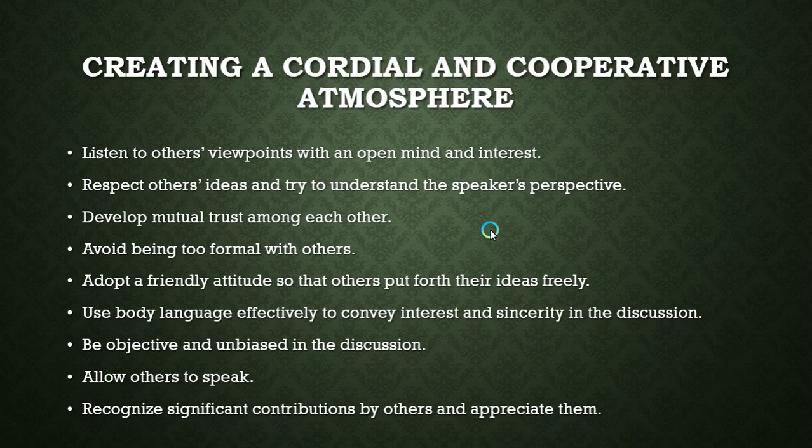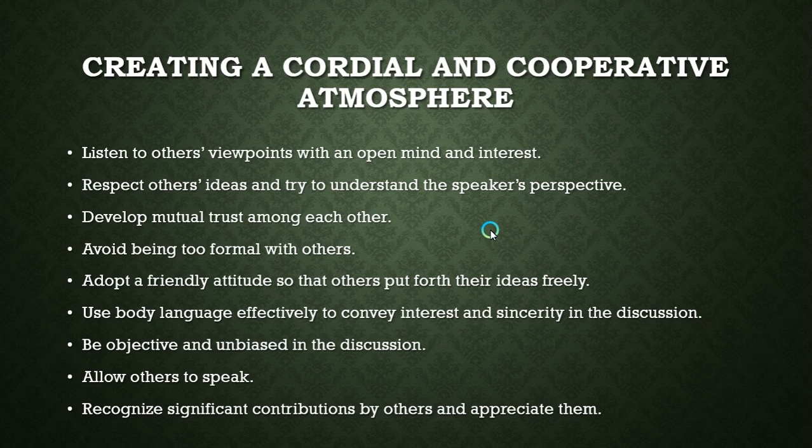Use body language effectively to convey interest and sincerity in the discussion. You must be very prompt, you must be very effective, you should show your proficiency even through body language. Be objective and unbiased in the discussion. I already said this point at the very first.